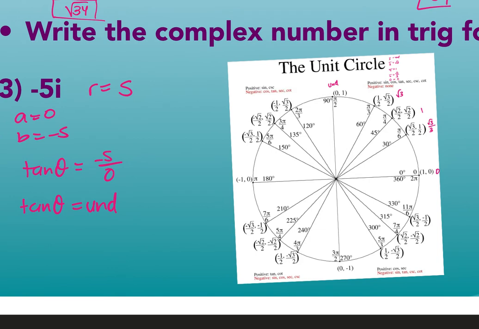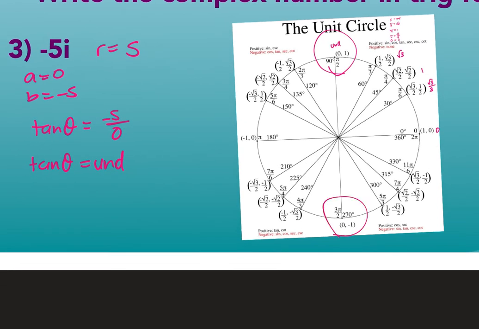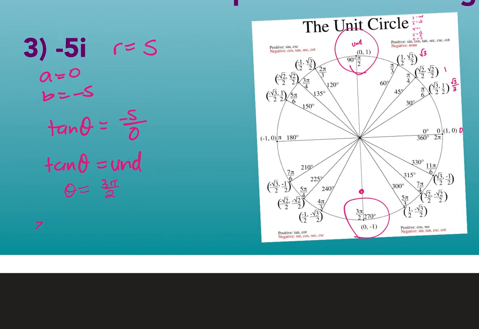So then tangent undefined is going to happen at the top at pi over 2 and at the bottom at 3 pi over 2. 0, -5 would be down here. We already plotted it. So I know to pick theta as 3 pi over 2. And then I plug it in. So z would equal 5 cosine of 3 pi over 2 plus i sine of 3 pi over 2.